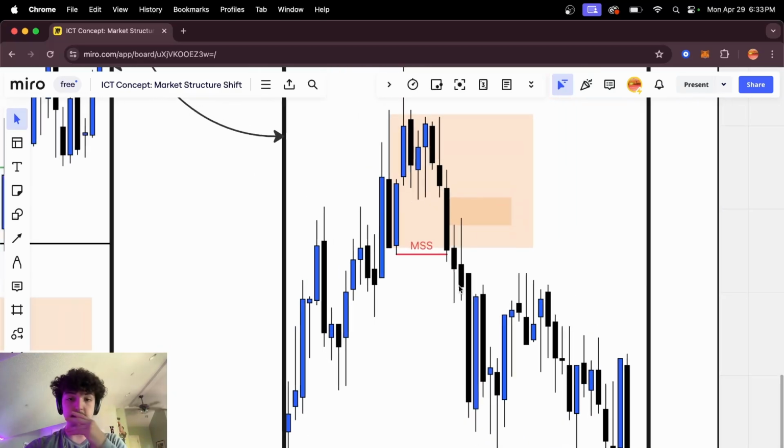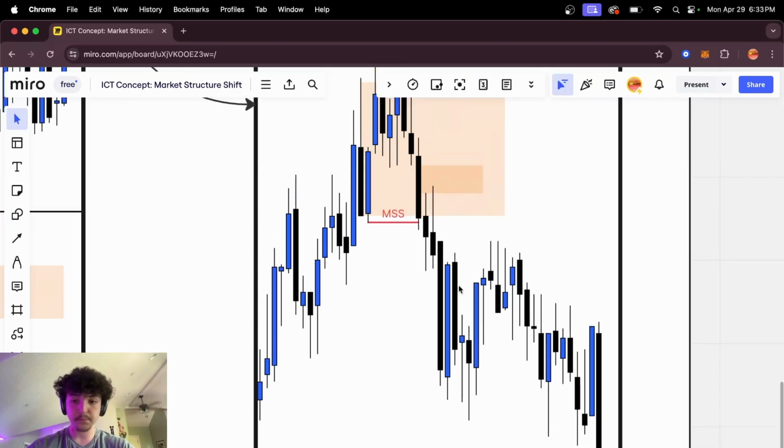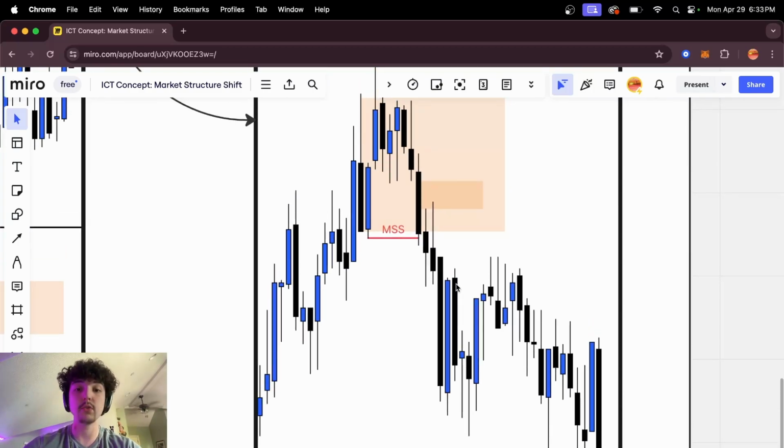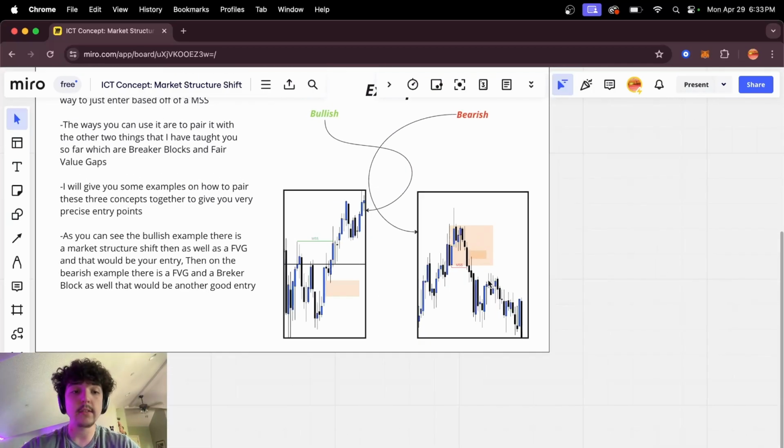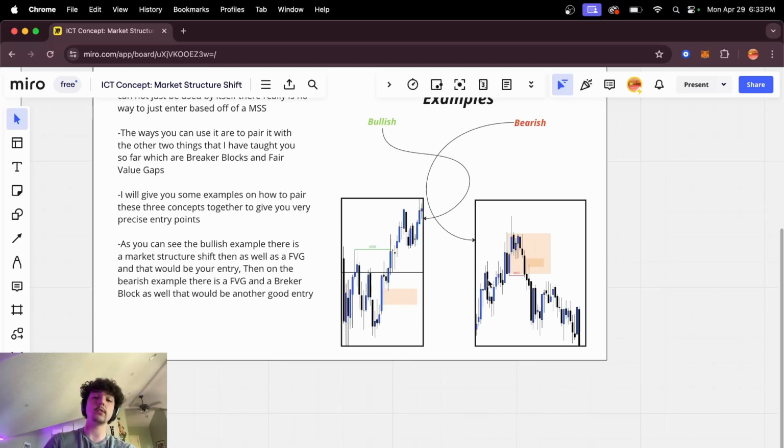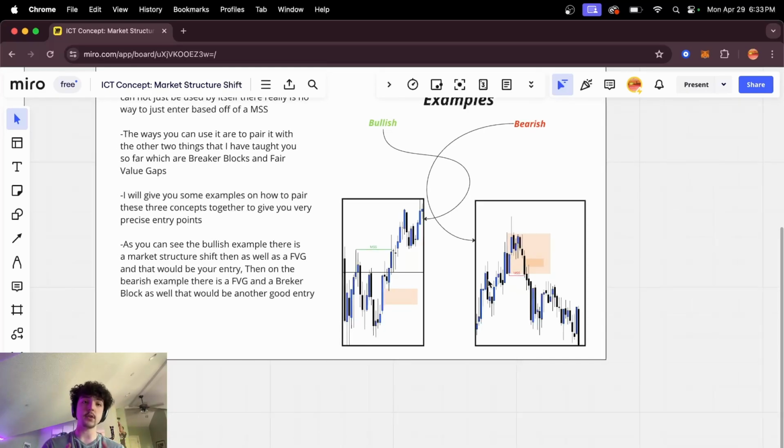And then you can proceed to enter off of that and then work your way to the downside. I would say that market structure shifts are something you're going to want to start implementing as soon as possible and practicing, looking at them.